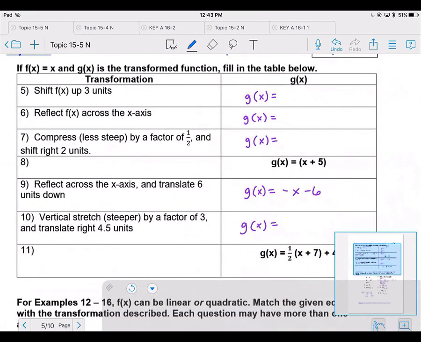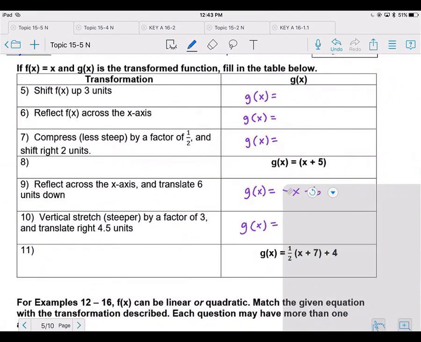So we're asked to transform here. So f of x equals x, so we're still looking at linear. So to shift up 3, we are going to add 3 to the back. To reflect across the x-axis, I'm going to put a negative in front, and that's it.